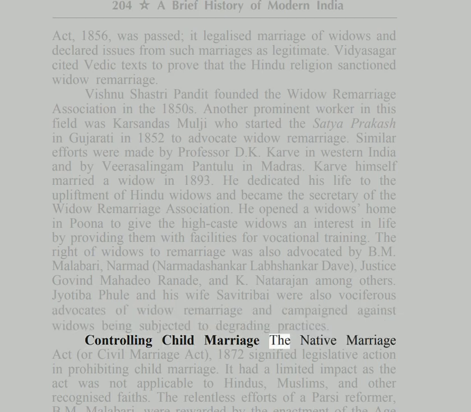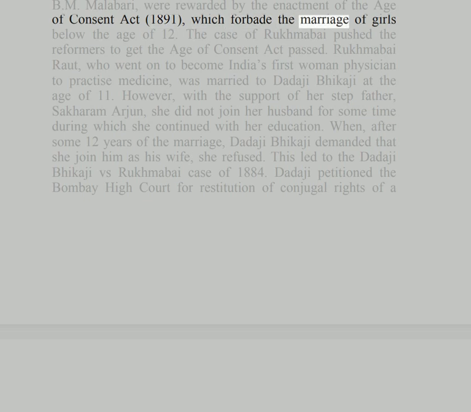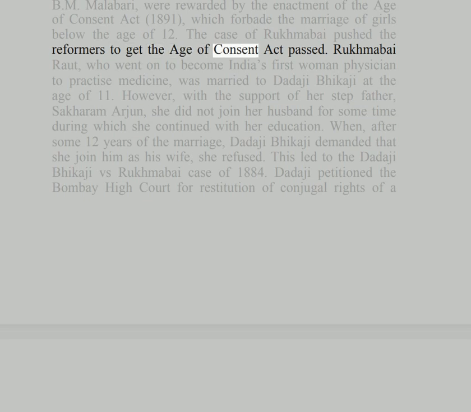Controlling child marriage. The Native Marriage Act, or Civil Marriage Act, 1872 signified legislative action in prohibiting child marriage. It had a limited impact as the act was not applicable to Hindus, Muslims, and other recognized faiths. The relentless efforts of a Parsi reformer, B.M. Malabari, were rewarded by the enactment of the Age of Consent Act, 1891, which forbade the marriage of girls below the age of 12. The case of Rukmabai pushed the reformers to get the Age of Consent Act passed.